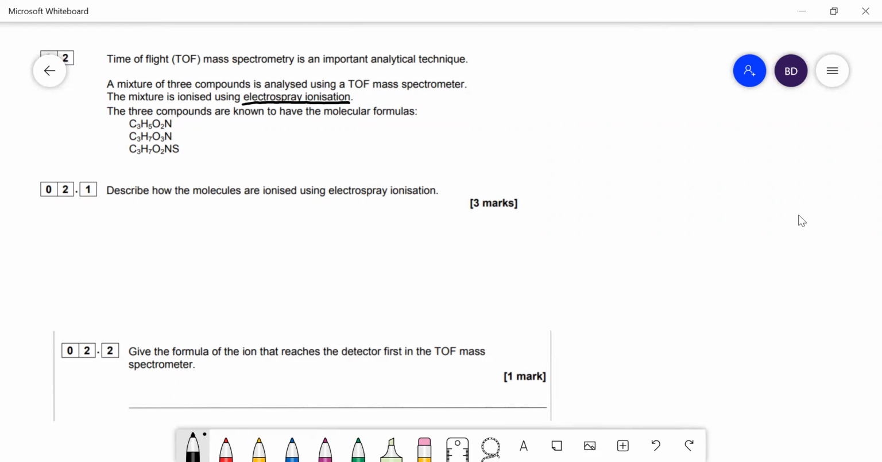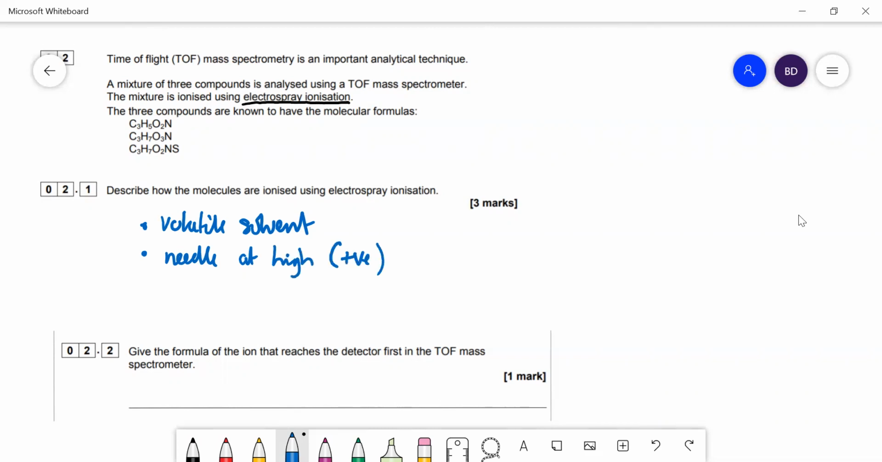Describe how the molecules are ionized using electrospray ionization. Well, first of all, what you need to say is, you dissolve this stuff in a volatile solvent, low melting point solvent. So the sample is dissolved in a volatile solvent, and it's passed through a needle at a high, in other words, a positive voltage.